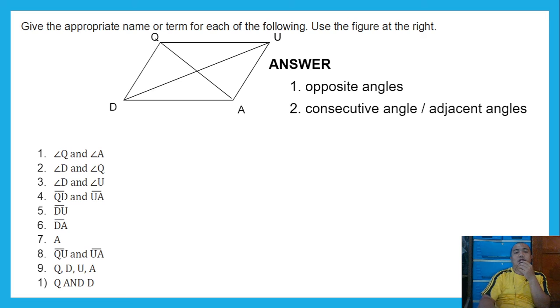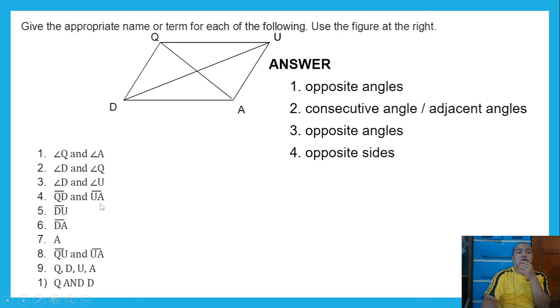Number 3, angle D and angle U. Opposite angles. Number 4, segment QD and segment UA. Opposite sides. Number 5, DU. What do you call DU? It is a diagonal. Number 6, DA. DA is a side of parallelogram QUAD. Number 7, point A. Point A is a vertex of parallelogram QUAD.